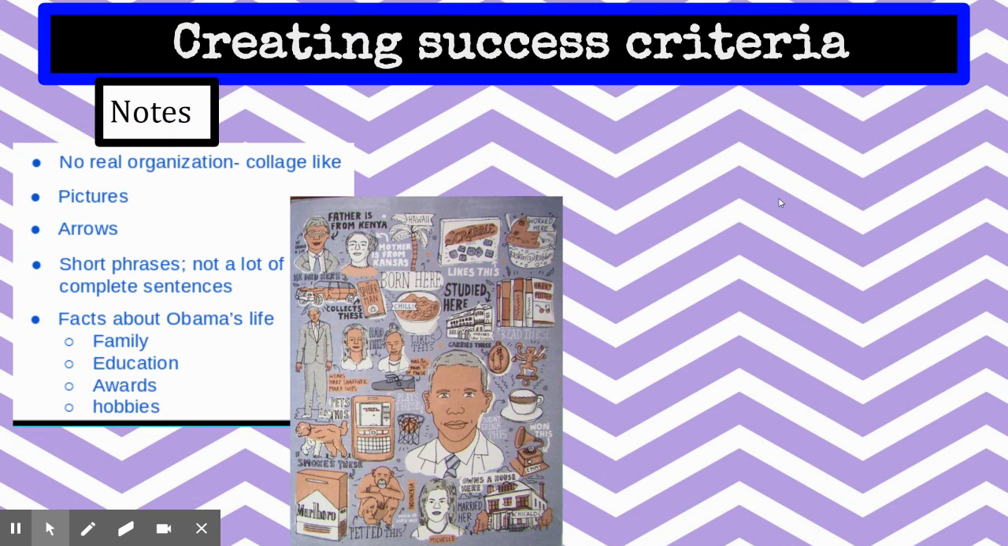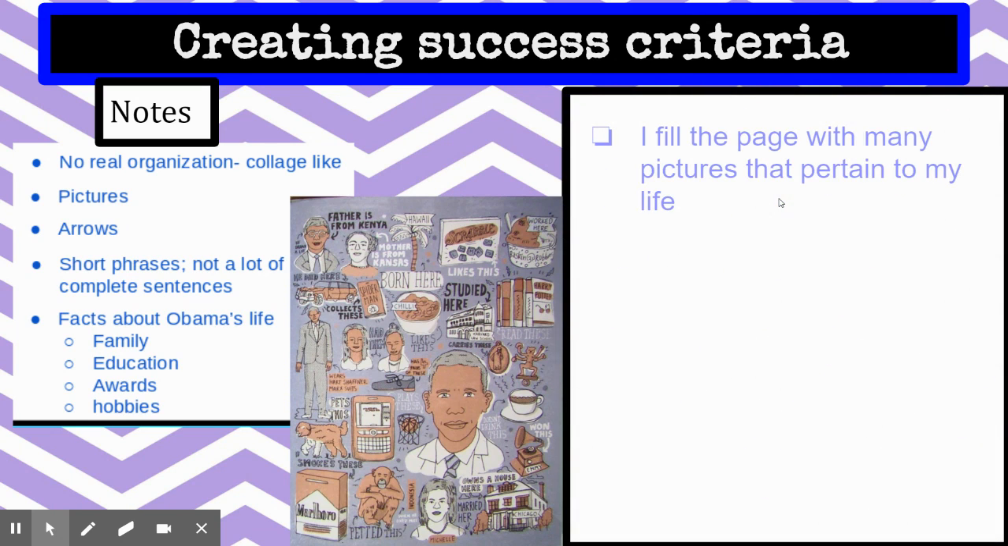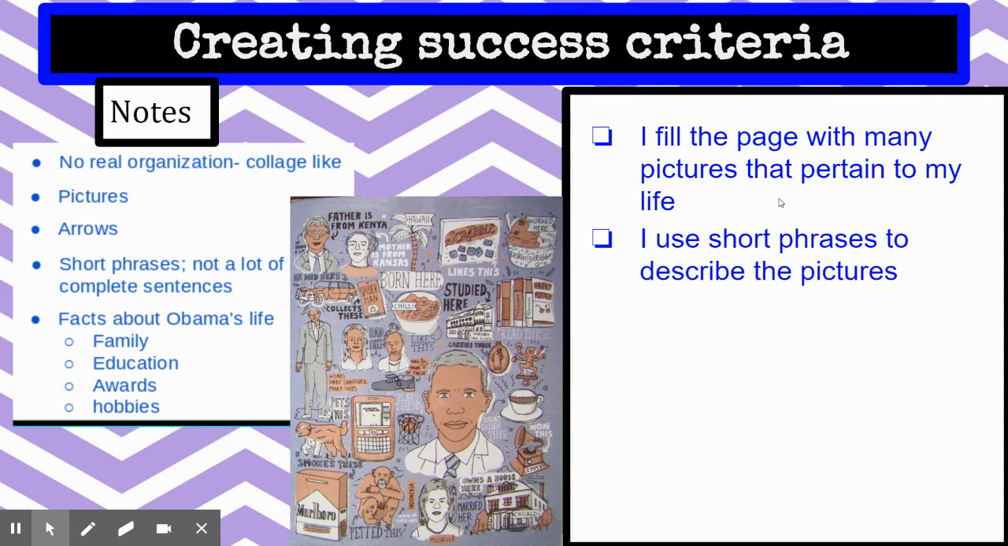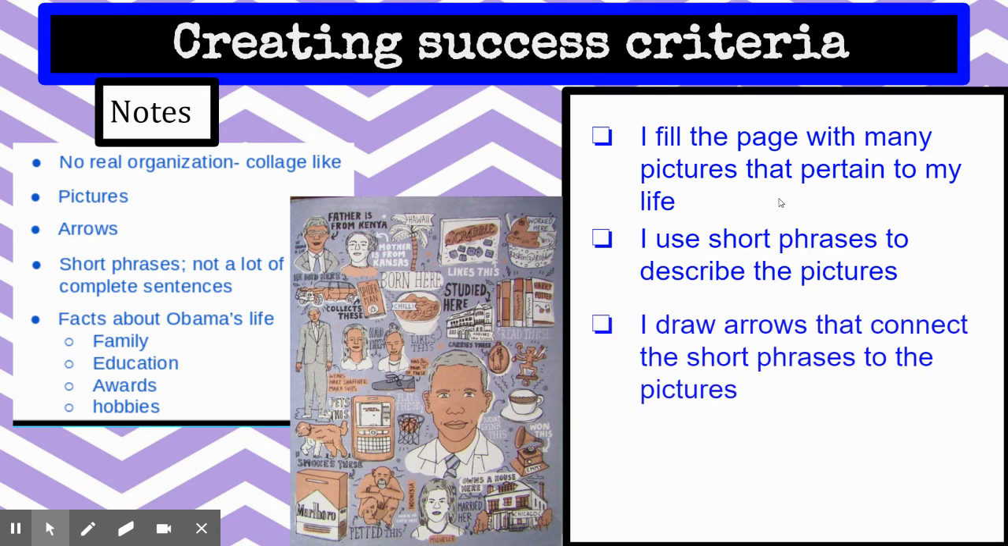So creating the success criteria here. You want to fill in the page with many pictures that pertain to your life. Okay, that's how you can be successful. You want to use short phrases to describe the pictures, not label them, but to describe them. You want to draw arrows that connect the short phrases to the pictures. And then you want to have many facts.